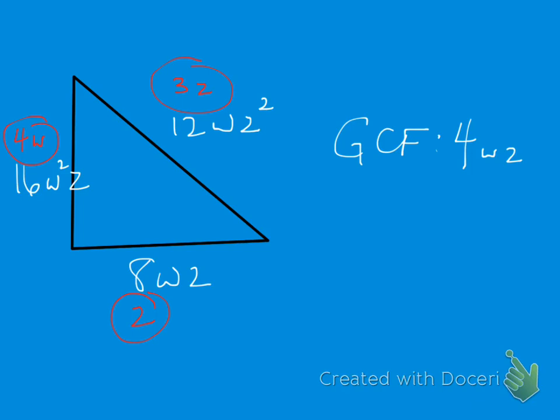Do any of these 3 numbers have anything in common? No. They all 3 have to have something in common, right? Because 4 and 2 have something in common, but they all 3 have to have something in common. So there's nothing that all 3 have in common. So 4WZ is my GCF of all 3 of those terms. Everybody follow that? Okay, and that is it for this particular part. And again, this is the easy part.